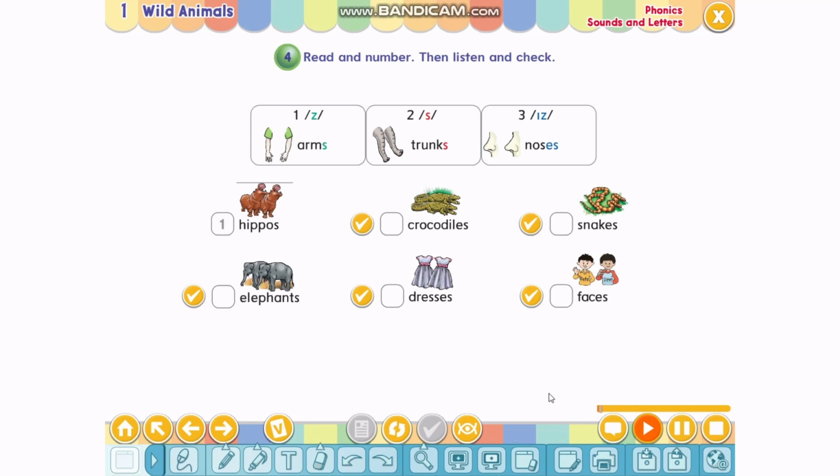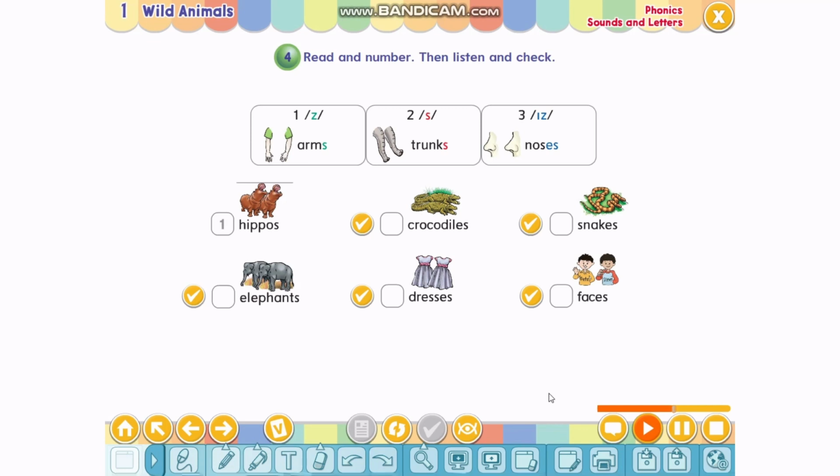Are you ready? Let's start. Number one. Arms, arms. Number two. Trunks, trunks. Number three. Noses, noses. Now read and number. Hippos, elephants, crocodiles, dresses, snakes, faces.